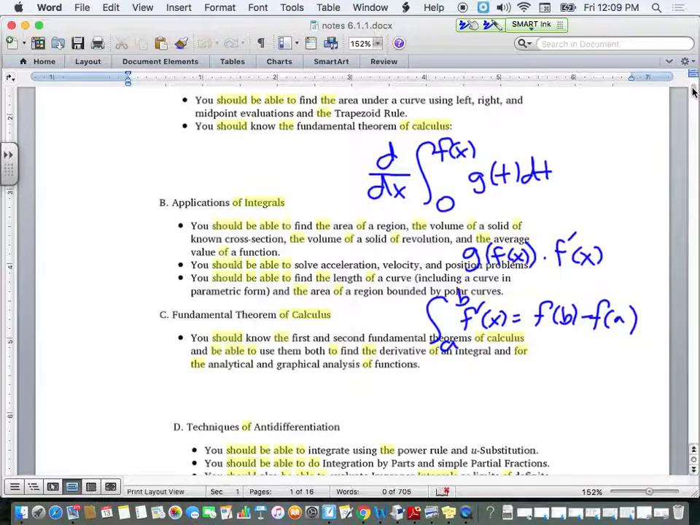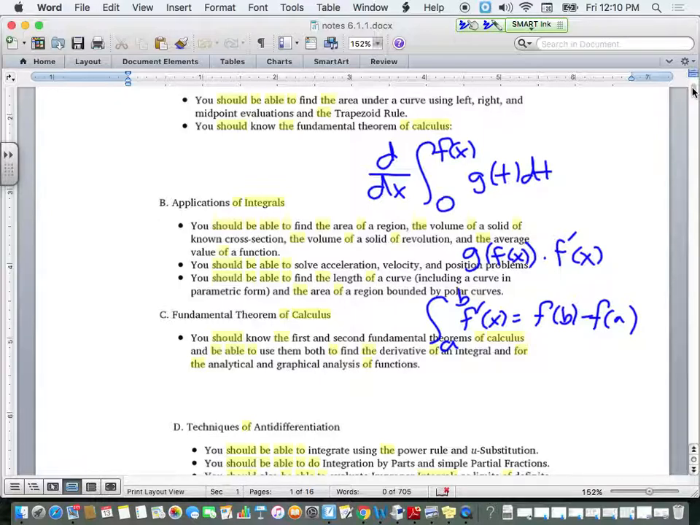Applications of integrals: you should be able to find the area of a region. The volume of a solid with known cross-sections, that's where we had squares and triangles and semicircles and all that stuff. The solid of revolution, so we can spin it around the x-axis, the y-axis, or any vertical or horizontal line to find the volume.